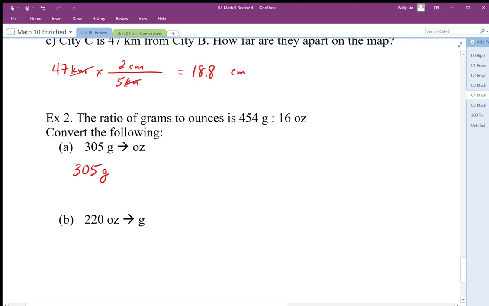So I'm going to use grams. To be able to convert this to ounces, I need to get rid of the grams. That means that I have to divide by whatever the grams units I'm using. And I'm going to put the ounces on top. I can see by my unit analysis, my answer is going to be in ounces. That's what I'm looking for. And I just times on top, divide on bottom. So 305 times 16 divided by 454. And we get approximately 10.75 ounces.